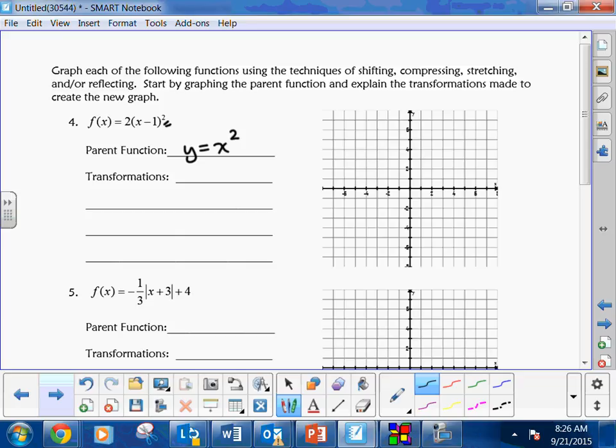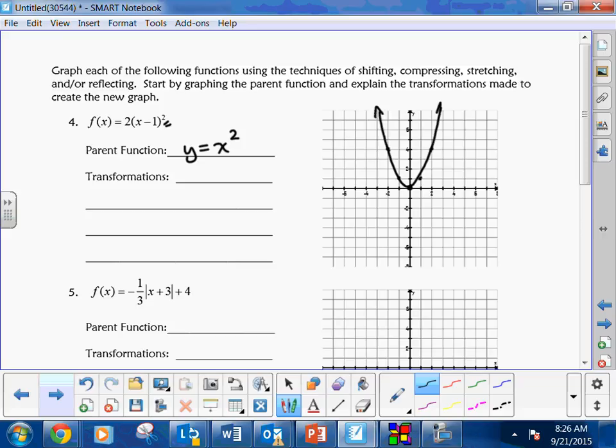The most important part of any exam, homework or anything is always to read the directions. Graph each of the following functions using the techniques of shifting, compressing, stretching, and reflecting. Start by graphing the parent function, then explain the transformation to create the new graph. So first of all, let's do the parent function. Here, here, here, here. So our parent function is going to look like this.